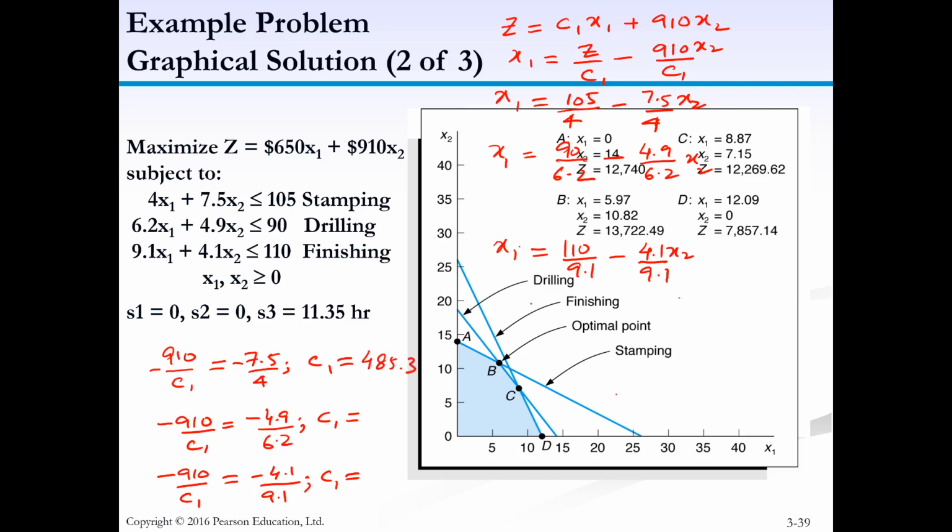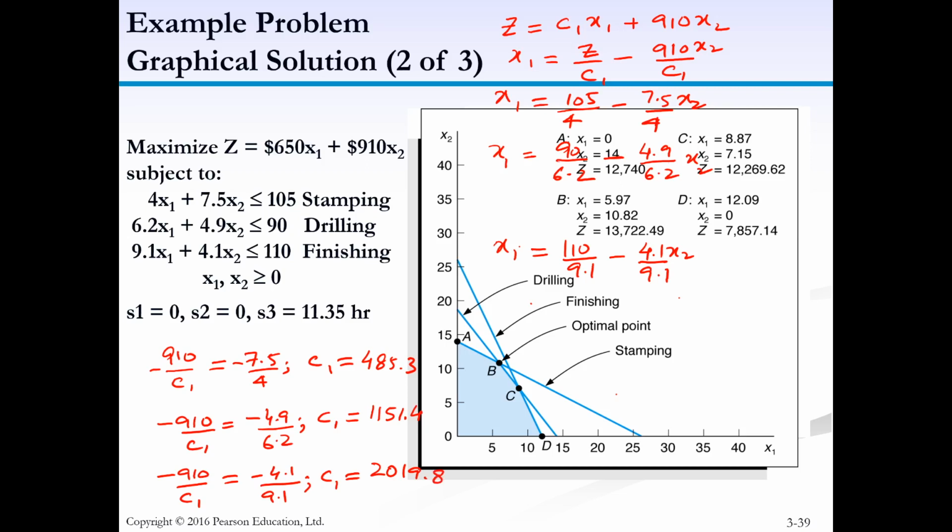485.3. The second one we get is 910 multiplied by 6.2 divided by 4.9, 1151.4. Okay, we don't go to the second decimal. And then the third one is 910 multiplied by 9.1 divided by 4.1. What we get is 2019.8.